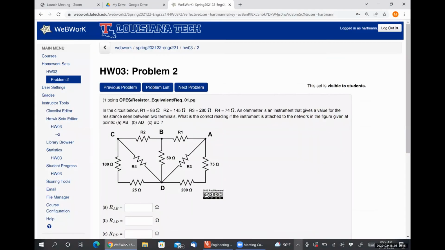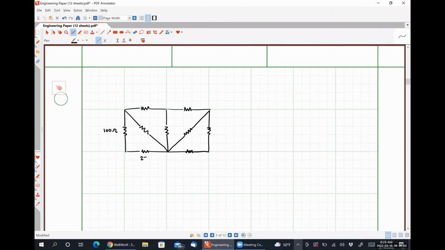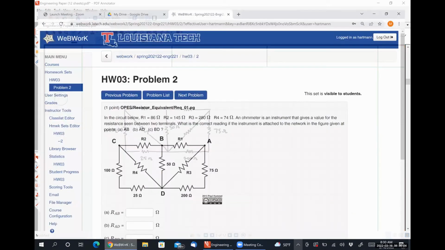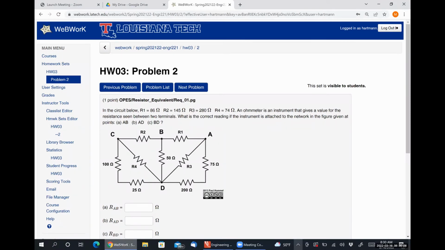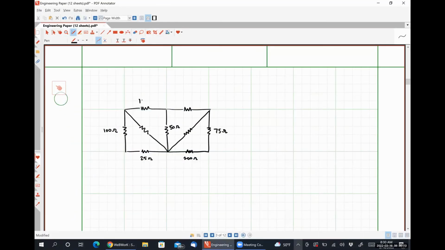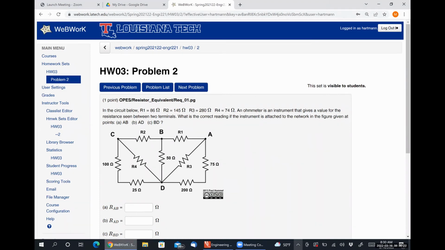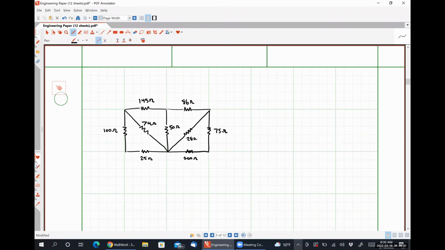All right. So I'm going to go ahead and give all of these things numbers. So let's see, there's a 100, a 25, 50 ohm, 200, 75 ohm. And then let's see, R2 has a value of 145, R4 has a value of 74. R1 is 86 and R3 is 280. And then lastly, I'm going to label my terminals. So they call this C, B, A, if I'm not mistaken, yeah, a D down here.